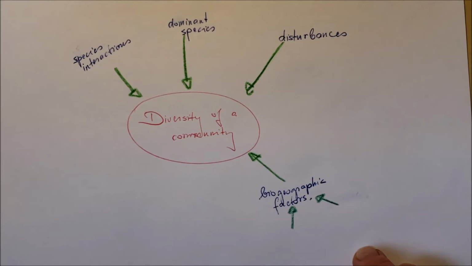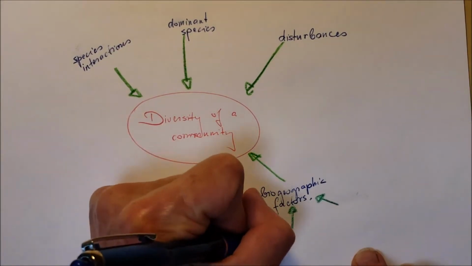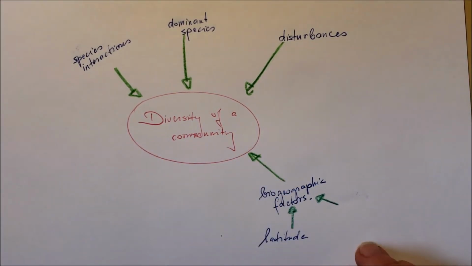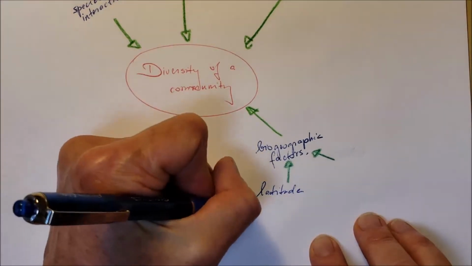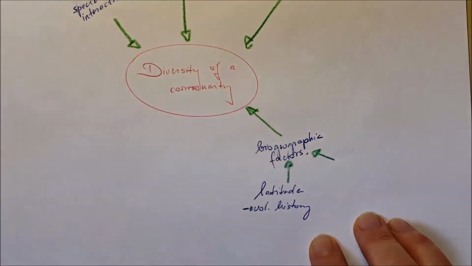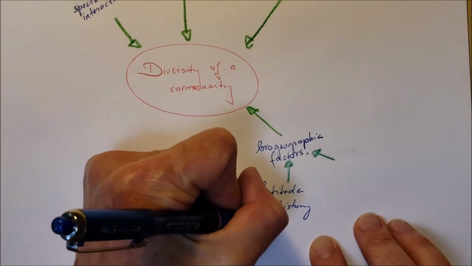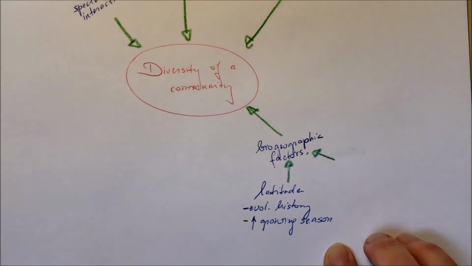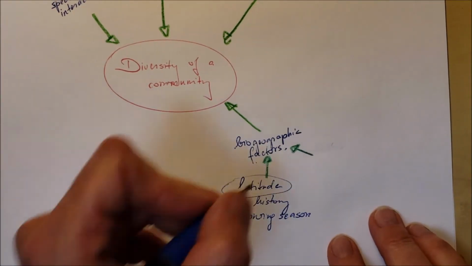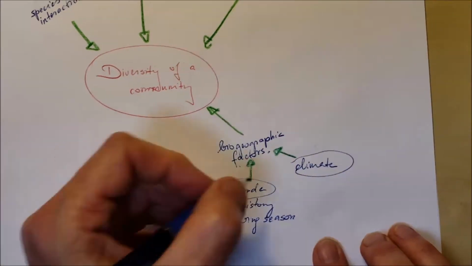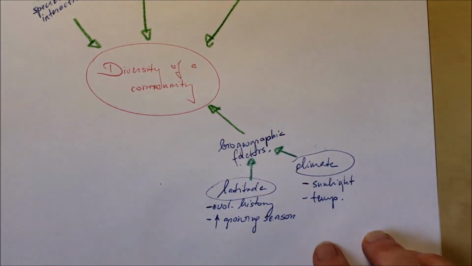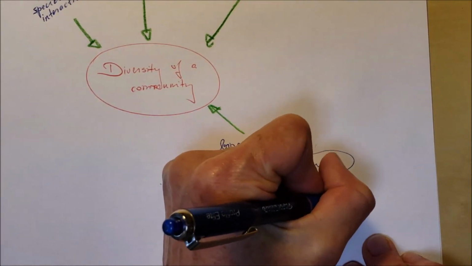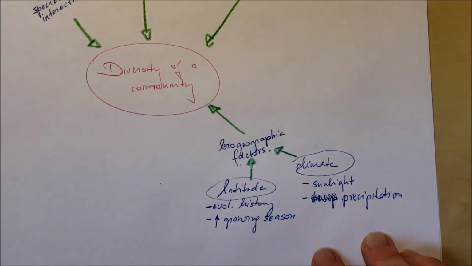The biogeographic factors contain the latitude. Tropical regions contain higher biodiversity compared to temperate or even Arctic regions because of the evolutionary history, and also because of the longer growing seasons in the tropics compared to the Arctic region, where the summer is a couple of weeks long. And also the biogeographic factor is the climate, which is defined by the sunlight and the amount of precipitation.